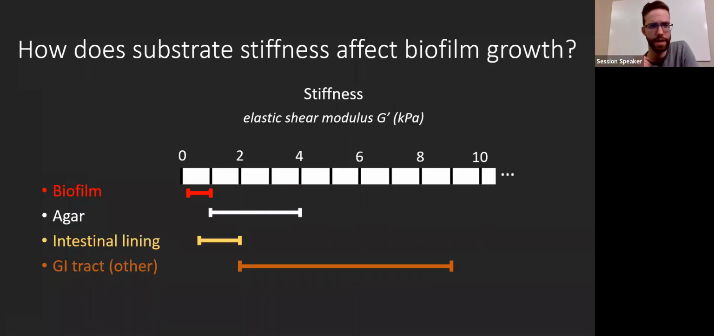In particular, we ask, how does substrate stiffness affect biofilm growth? Increasing agar concentration doesn't just change pore size, it also makes a stiffer substrate. Now, biofilms themselves are quite soft, but we know that they are able to colonize a very wide range of substrate stiffnesses. This leads us to hypothesize that there is some mechanical coupling between the biofilm and the substrate, and that's really what we're interested in investigating.